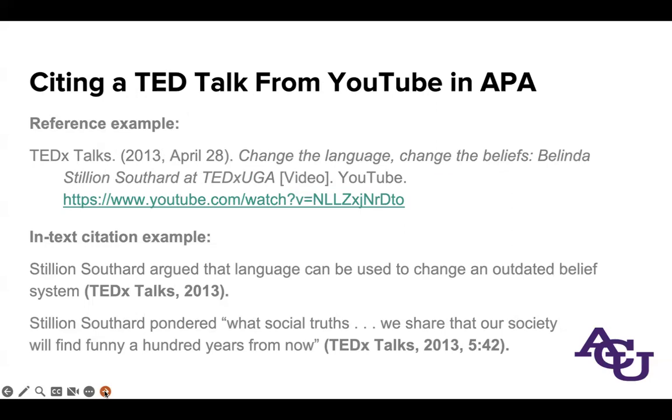Next, let's talk about how to cite Dr. Stillian Southard's TED Talk. This TED Talk was published on YouTube, and APA shares specific guidelines for citing a YouTube video. So because we're citing the YouTube video, the channel that published the video is actually considered the author. We're not going to put Dr. Stillian Southard's name. We're going to put TEDx Talks because they're the account that published it. For the date, we're going to put the most specific date information available. So for a YouTube video, that's pretty much always the year, comma, month, and day. Spell out the name of the month. So here we have April spelled out.